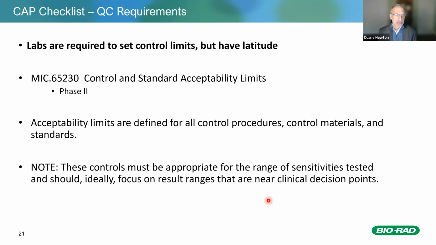CAP also requires that labs set control limits, but labs have latitude. The language in the guide and the regulations say acceptability limits are defined for all control procedures, for control materials and standards, and that these controls need to be appropriate for the range of sensitivities tested, and ideally should focus on values close to the clinical decision points. But again, it says that you need to establish acceptability limits, but it doesn't give you criteria for establishing them.